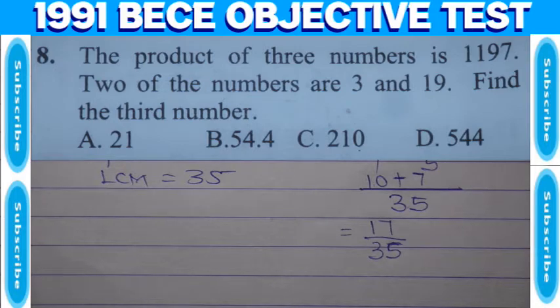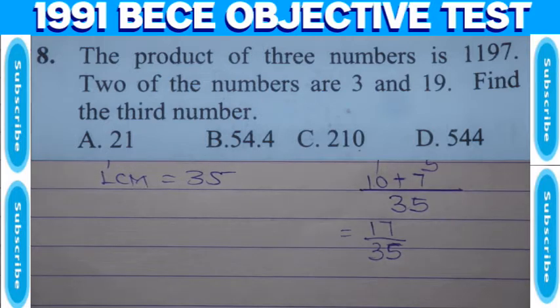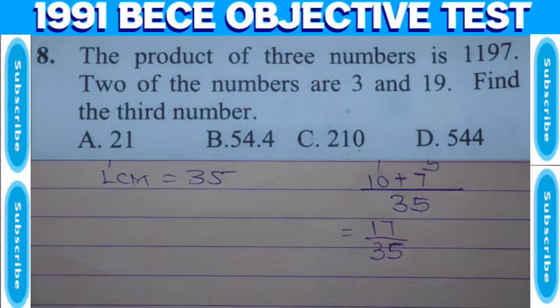If you have three numbers multiplying all together, and the product gives you 1197, and you are given two of those numbers, it means you have to find the third one. That one is not known, so we use a variable to represent that particular missing value, and then we solve it. So let's move on to question 8 right now.